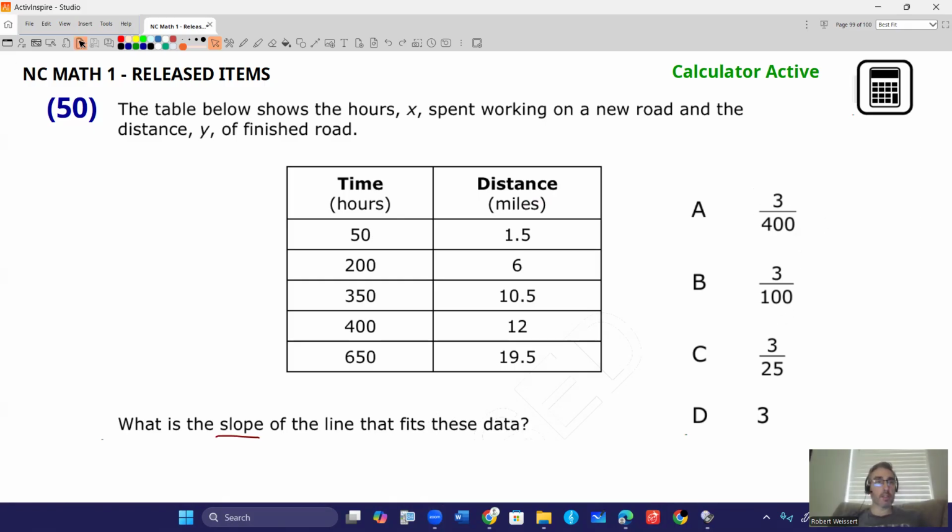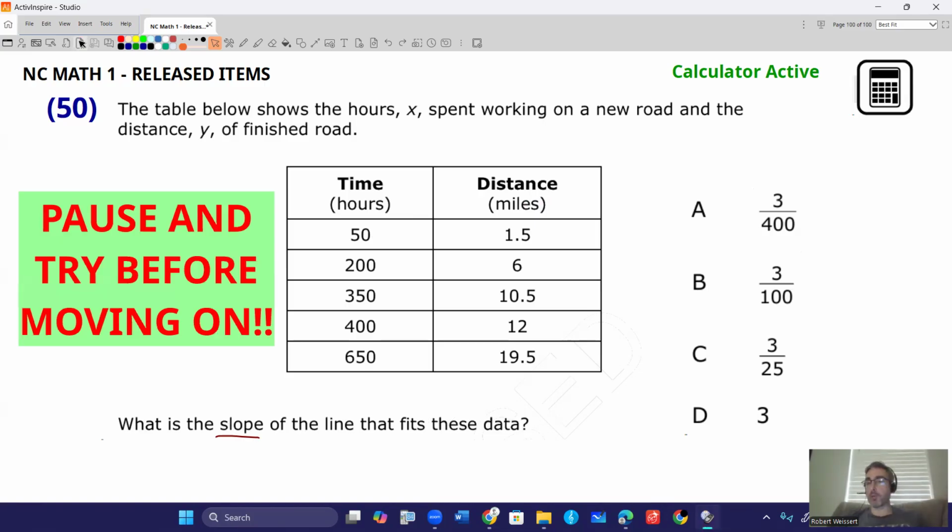And we have 4 answer choices. So you know what to do. Get that slope, pause it, try before you move on. All right, we're going to go over in 3, 2, 1.